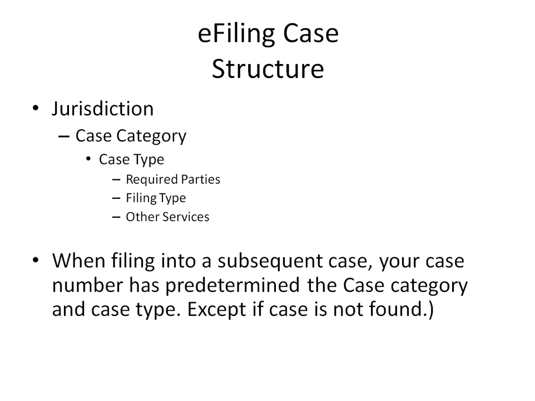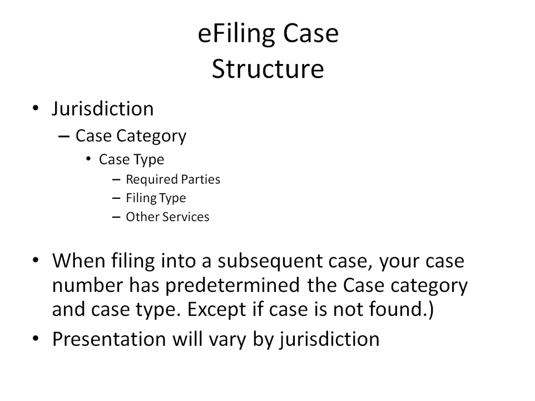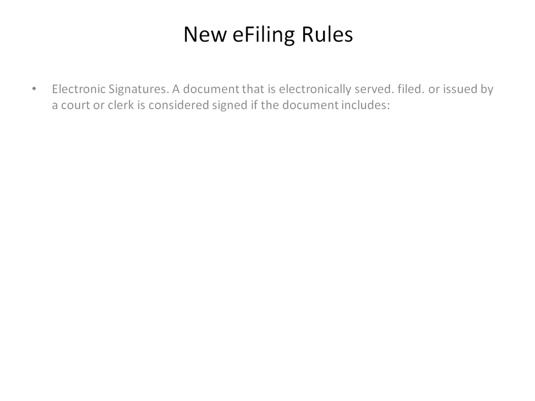When filing into a subsequent case, your case number has predetermined the case category and case type, except if your case is not found. The presentation of values for these different categories will vary by jurisdiction. The new e-filing rules are expected to be implemented January 1st.